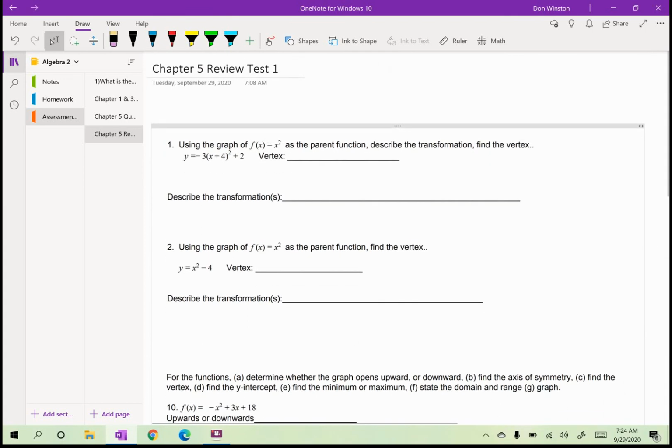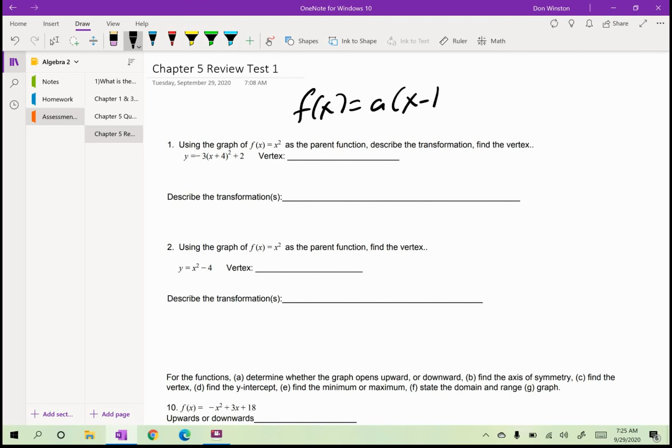So what to expect. Just a couple problems here. I just went over some of the other problems that you'll have on the test. But here, using the graph of f of x equals x squared as a parent, describe the transformation and find the vertex. Okay, remember vertex form: f of x equals a times (x minus h) squared plus k, where (h, k) is the vertex.